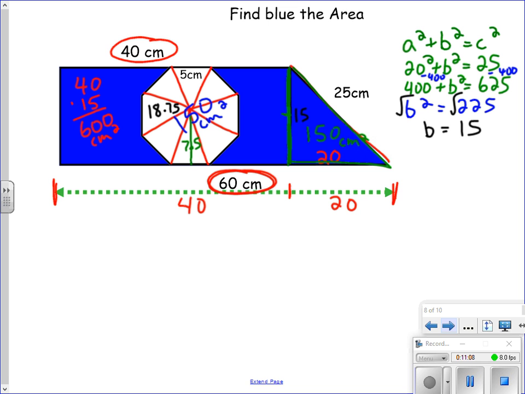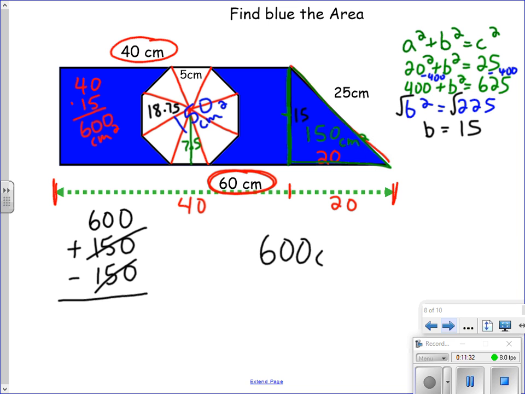Okay, now I think I have all the numbers I need. I need the total of this big rectangle, which was 600. I'm going to add the 150 of the triangle. And then I'm going to subtract 150, holy smokes, it's the exact same amount of the parallelogram, or of the octagon, and those should cancel each other out. So I would have a total of 600 centimeters squared here. How wonderful, if I didn't mess up.